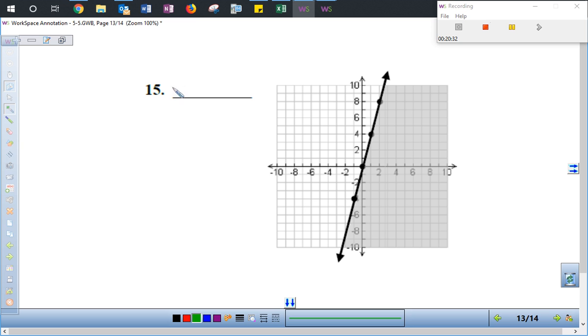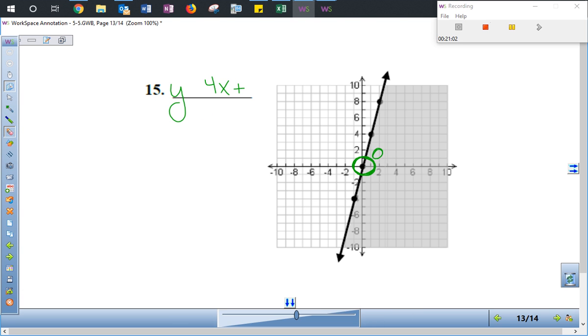On number 15, we're going to start with a y, leave a space for the inequality symbol. Now we're going to look at the slope. So let's count the slope from one point to the next. I'm going to go up 1, 2, 3, 4, right 1, up 4, right 1, up 4, right 1. That means my slope is going to be 4/1, which is just 4. Then I want to add my y-intercept. So my line crosses right on the y-axis at 0, which means I could add 0, but that really doesn't help me much, so I'm just going to leave it off.